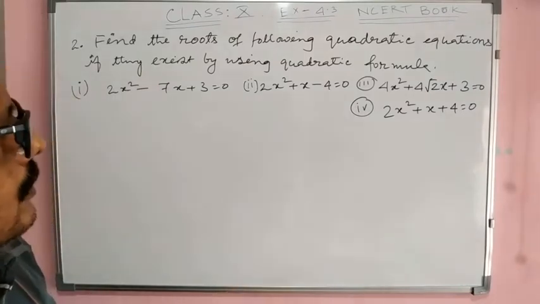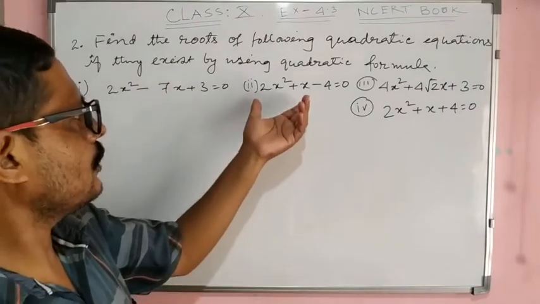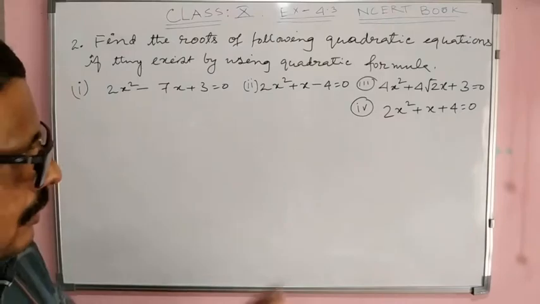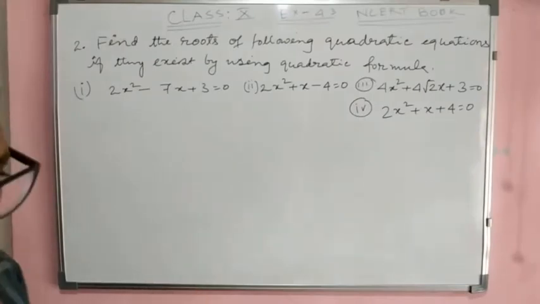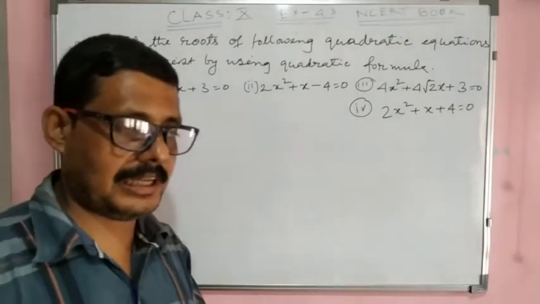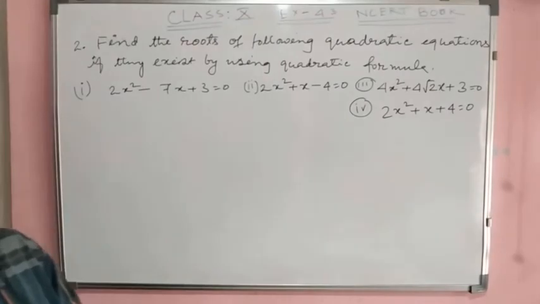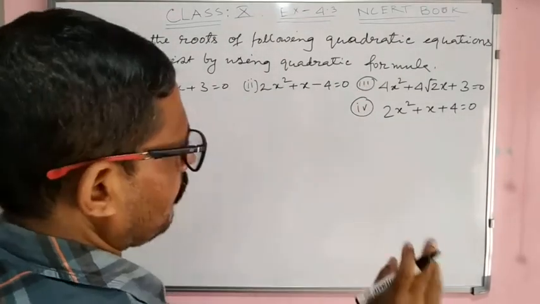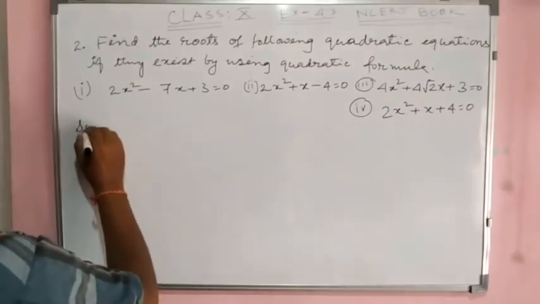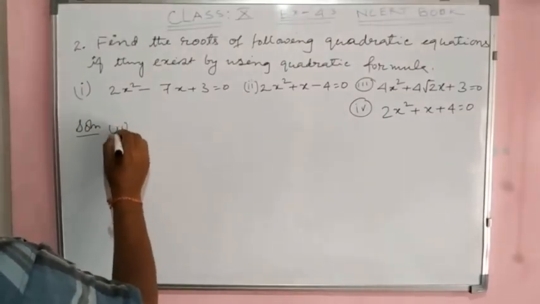So I will show you question number 2. Here it is given, if the real roots exist. To find whether the roots are real or not, we have to find the discriminant. Question number 2 I am showing you; numbers 1, 3 and 4 you will try at home.